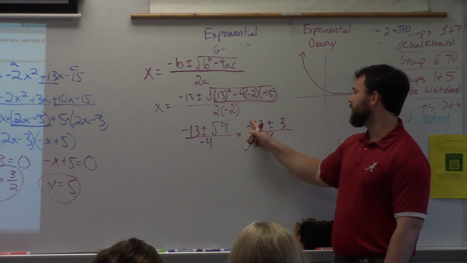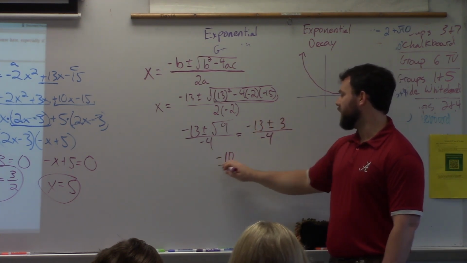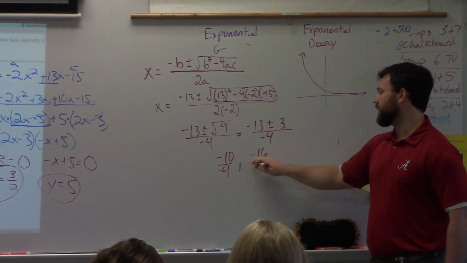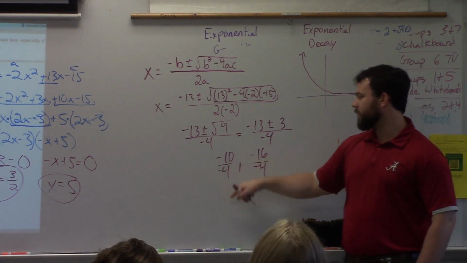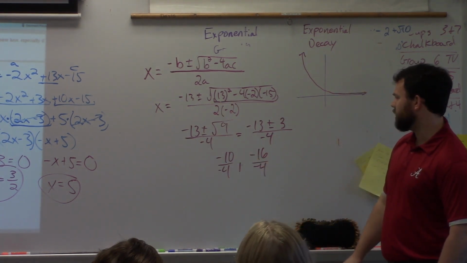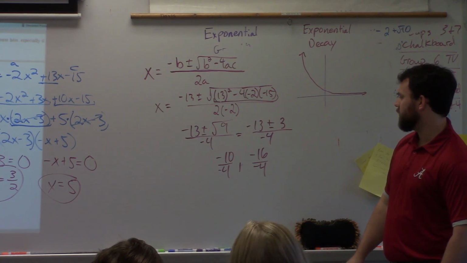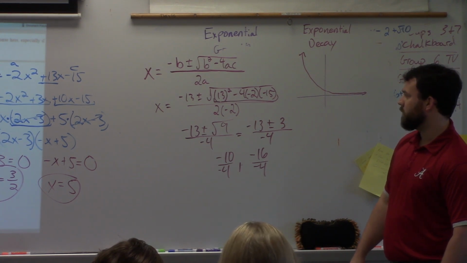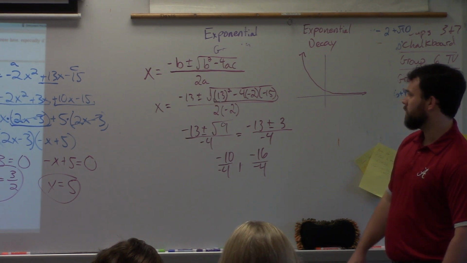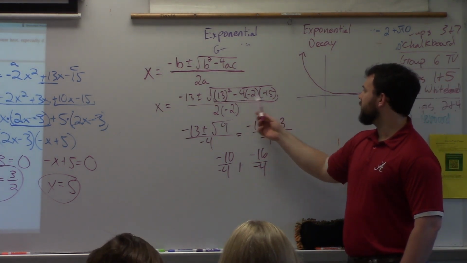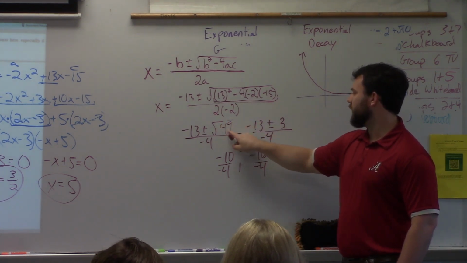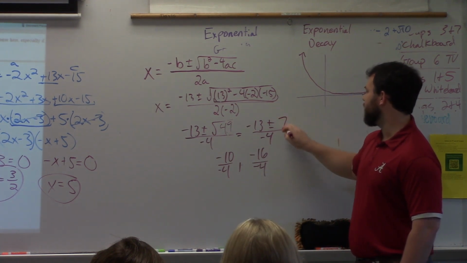And so negative 3 plus 3 is negative 10 divided by negative 4. Negative 13 minus 3 would be negative 16 divided by negative 4. And if you simplify this, I made a mistake somewhere, hold on. Where did I make a mistake? Oh, right here. That's 60, that's 120. That should have been a 49. That's what I get for rushing. That should have been a 7.